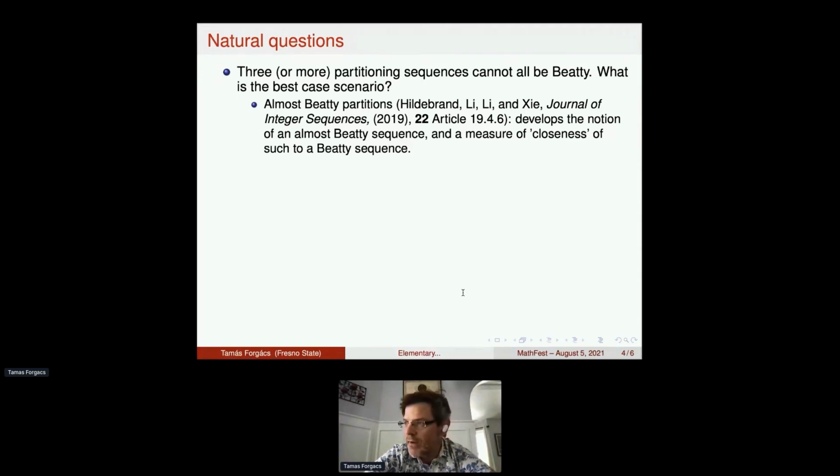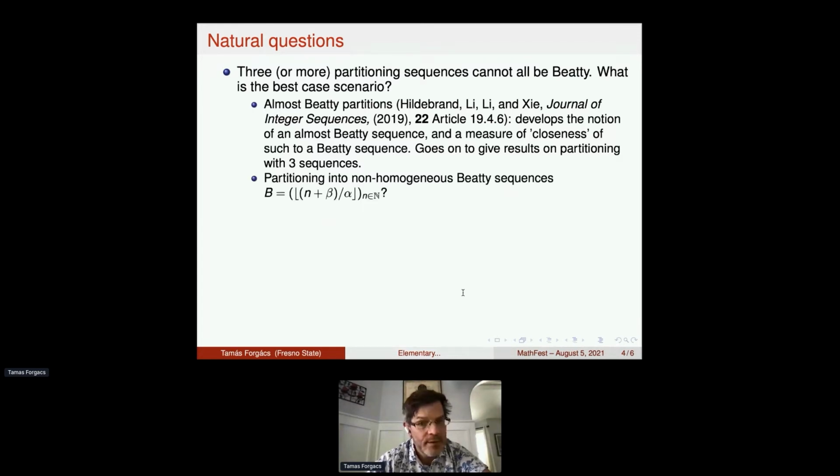Okay? So students can start learning about a lot of related mathematics that are not necessarily number theoretic, right? So there's analysis involved there, and questions that come up. Oh, okay, is that the best way to measure closeness or not? Okay. And they give results on the partitioning with 3 sequences, but they also pose a number of questions, and these are open, right? So can we use what they call non-homogeneous Betty sequences of this type to partition? If so, how is that going to be done? Can we partition with more than 3, right?